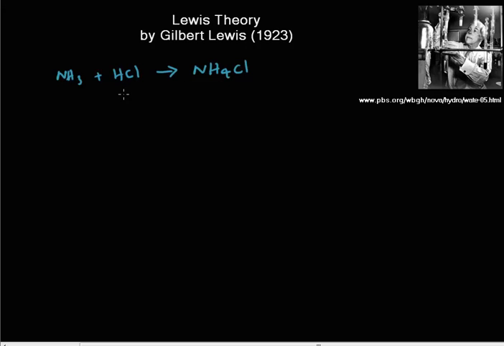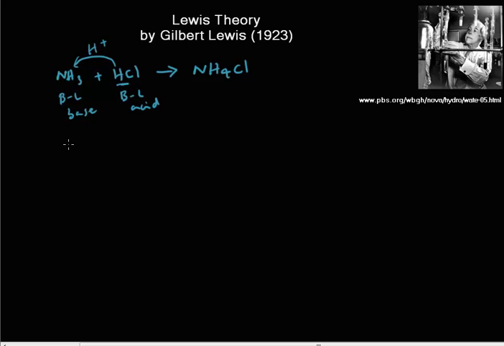And from Bronsted-Lowry theory, we know that HCl is a Bronsted-Lowry acid, which means it gives a proton, an H plus, to ammonia. So a Bronsted-Lowry acid is a proton donor, and ammonia is a proton acceptor, so we call that a Bronsted-Lowry base. Now the important question is, why does this proton or hydrogen ion migrate or is attracted to ammonia?